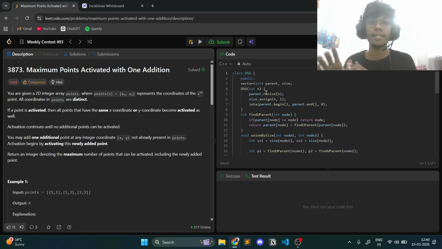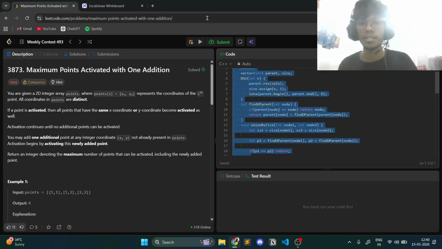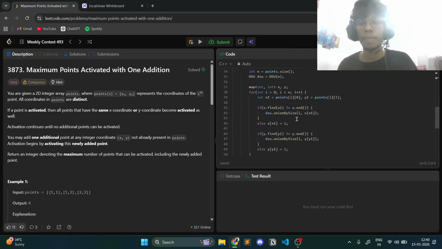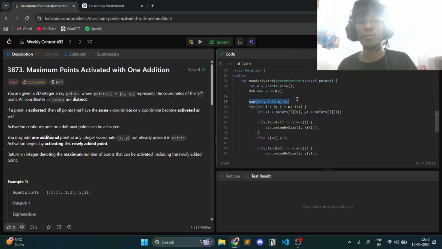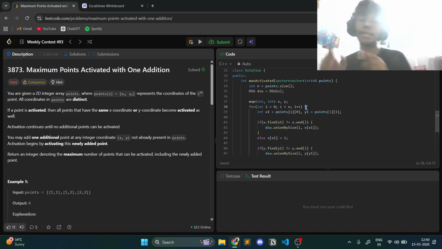I initialize a disjoint set union. I have a parent and size. This is just a standard implementation of DSU, just the direct implementation of DSU. I didn't change a single line over here. And now I created the DSU. I create two maps, one for the x coordinate and one for the y coordinate. This will indicate that I have seen this x coordinate before and I have seen this y coordinate before.